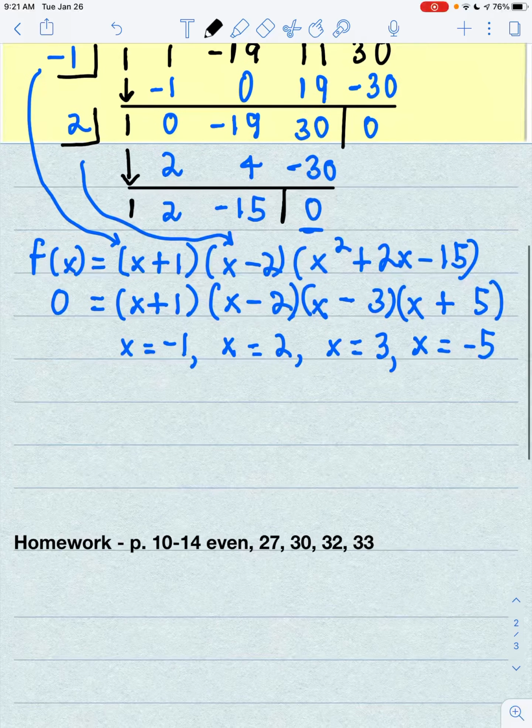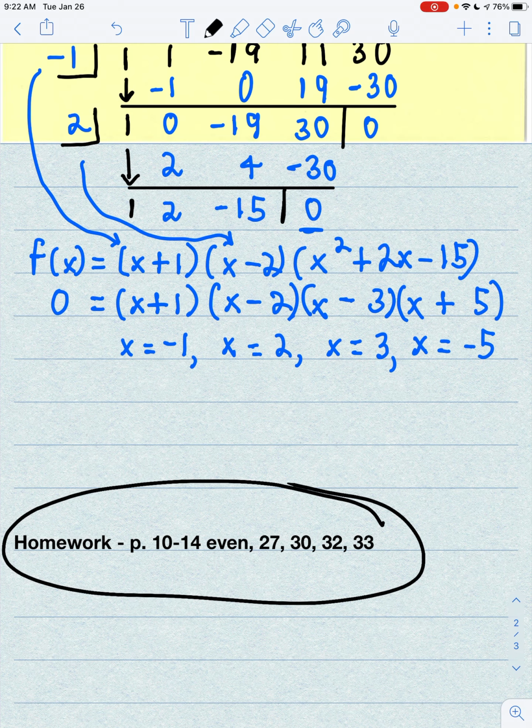So that's the process. The homework is right here. It will be on Canvas, but it looks like it's page 370, numbers 10 to 14 even, 27, 30, 32, and 33. I forgot the page number.